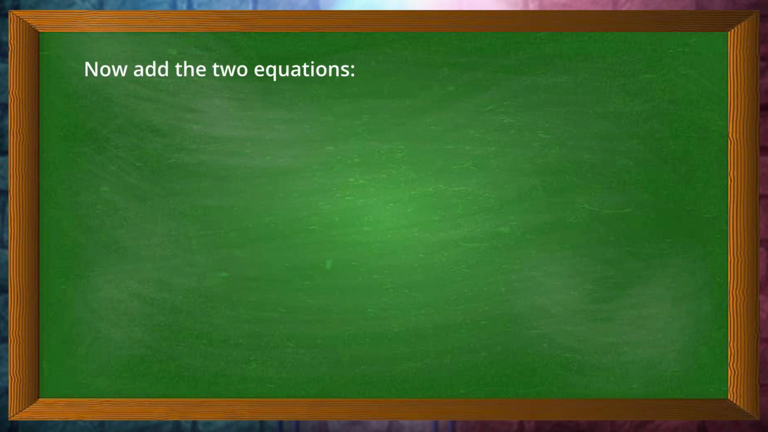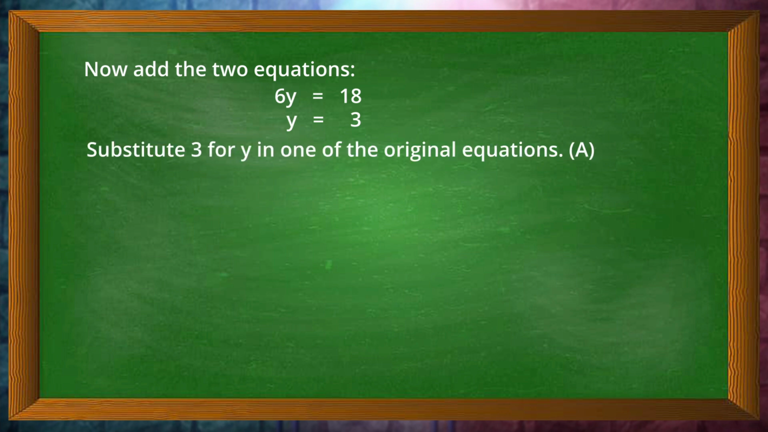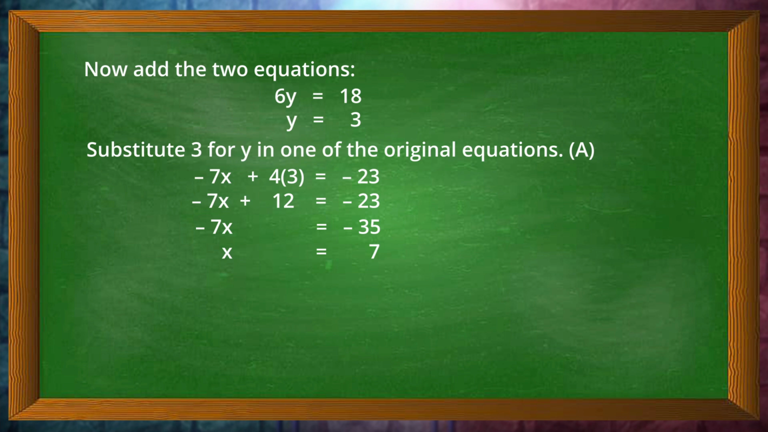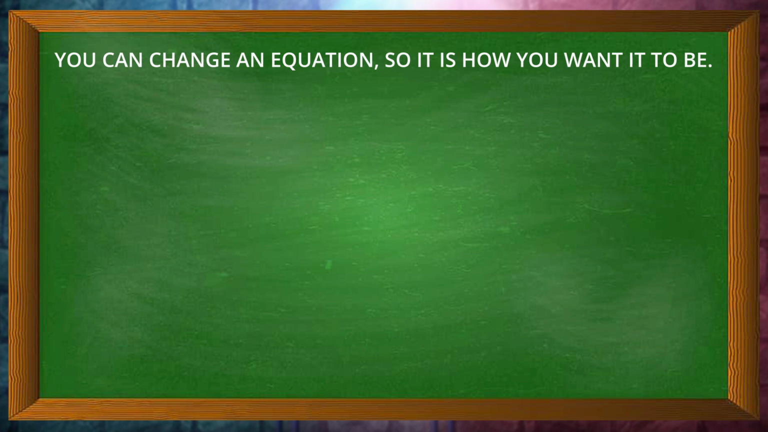The x terms have been eliminated, leaving 6y is equal to 18. Divide both sides by 6 to get y is equal to 3. As before, this value is substituted into one of the original equations. I chose A. The process is shown on the screen and you will see that x works out to be 7.